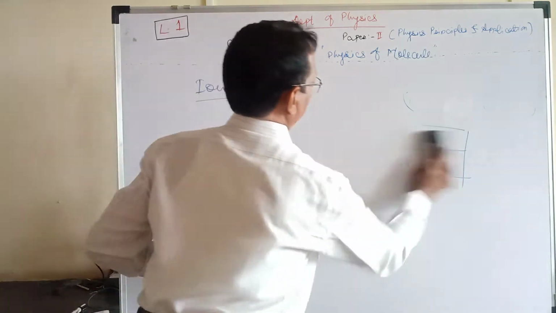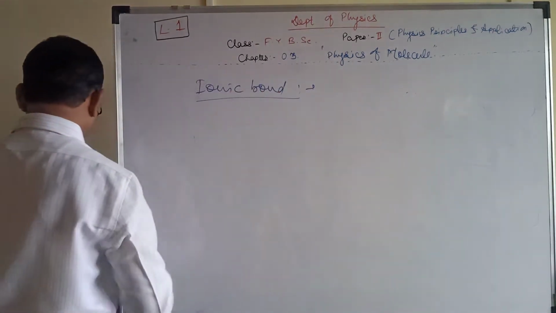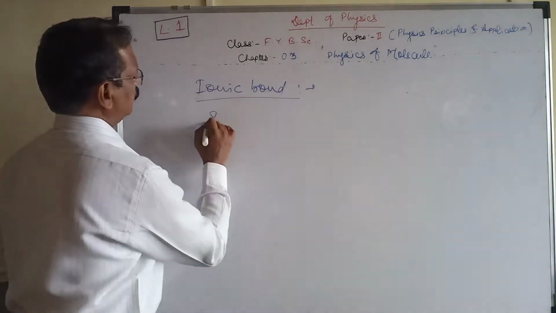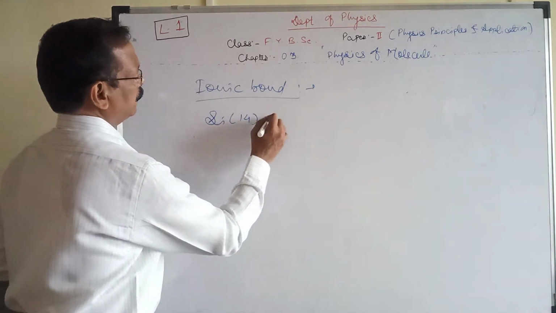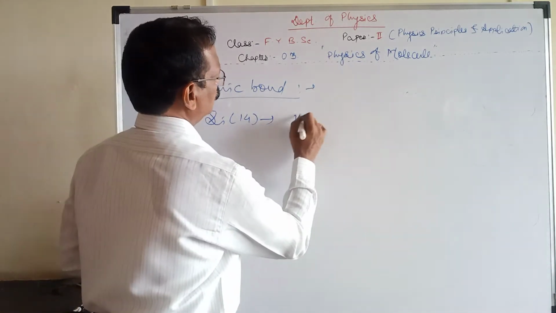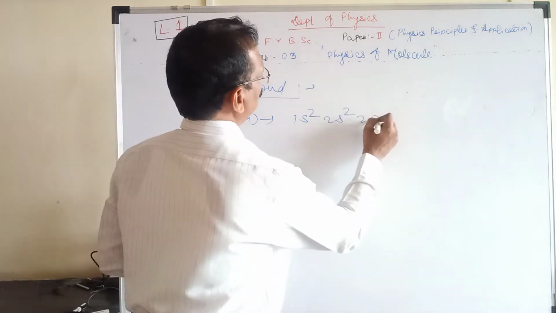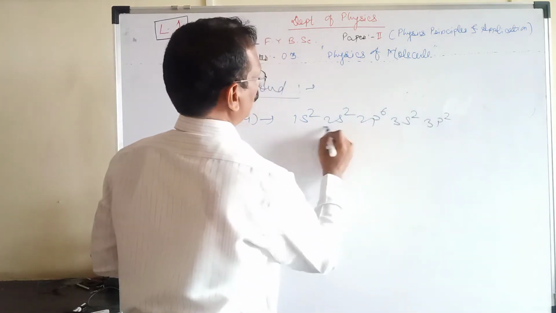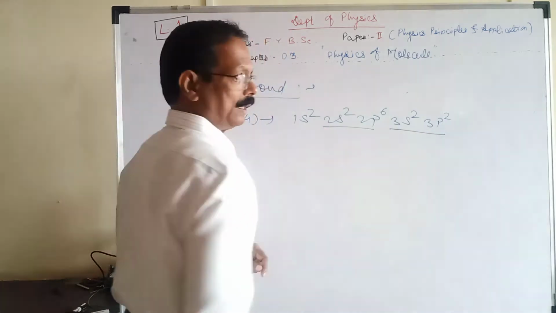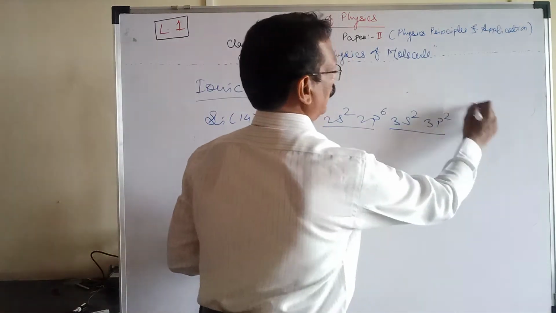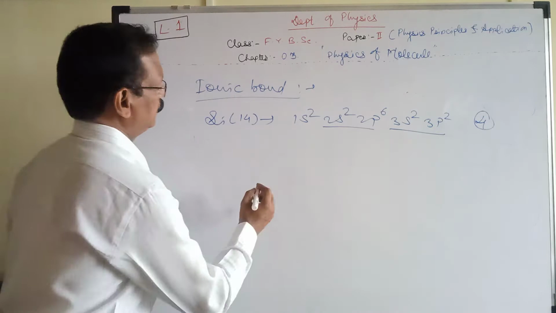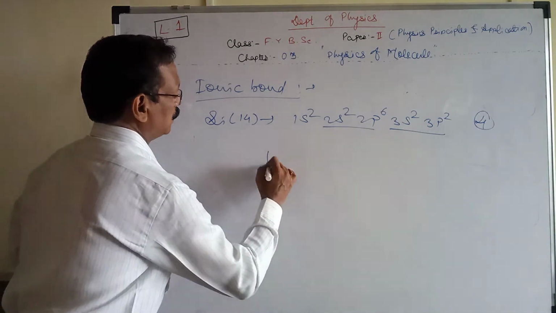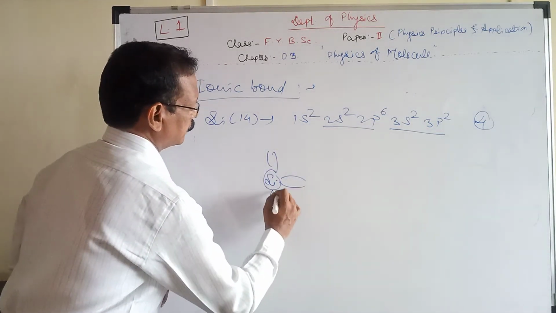For example, silicon. In the case of silicon, the atomic number is 14. So its electron configuration is 1s2, 2s2, 2p6, 3s2, and 3p2. In the last orbit, there are only 4 electrons. Now here it is nothing but silicon. We can draw this figure in this way.